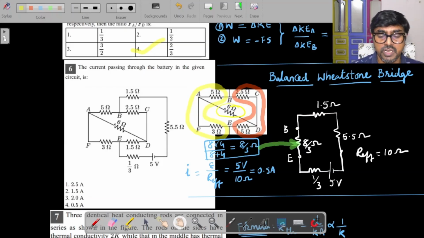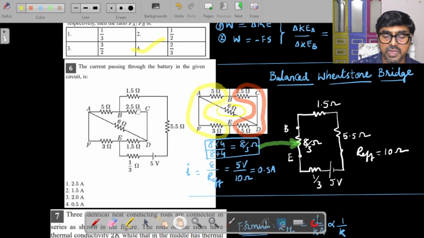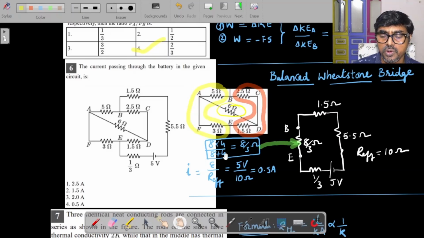You can remove that resistor AD. Then you see that the current which is coming from 5 will go through 3, that means 5 and 3 are in series. Same way 2.5 and 1.5 are in series. 5-3 series meaning 8 ohms, and 2.5 1.5 series meaning 4 ohms. They are parallel connection. So 8 into 4 upon 8 plus 4 will give you 8 by 3 resistance there.